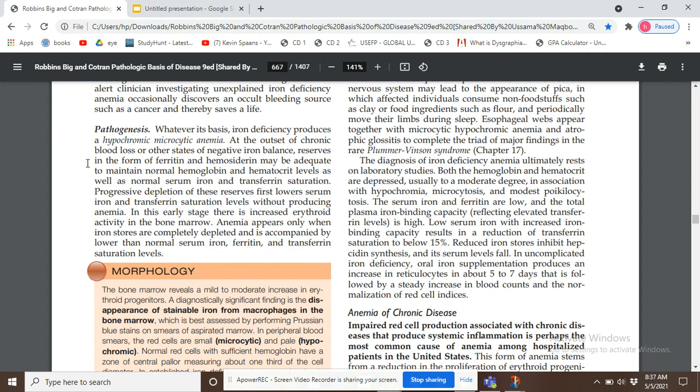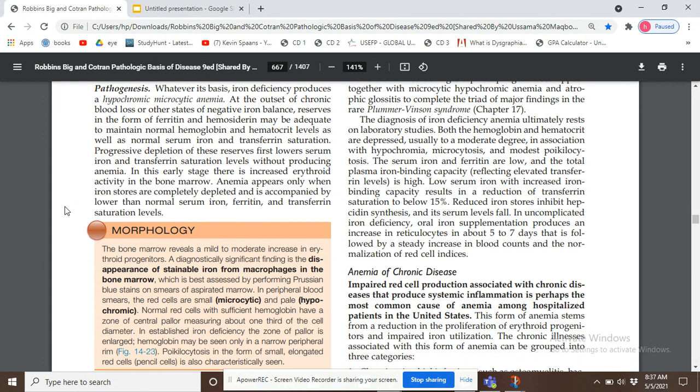Now the morphology. What will we see in iron deficiency anemia? The bone marrow reveals a mild to moderate increase in erythroid progenitors to compensate for iron loss. A diagnostically significant finding is the disappearance of stainable iron from macrophages in the bone marrow, which is best assessed by performing Prussian blue stains on aspirated marrow.